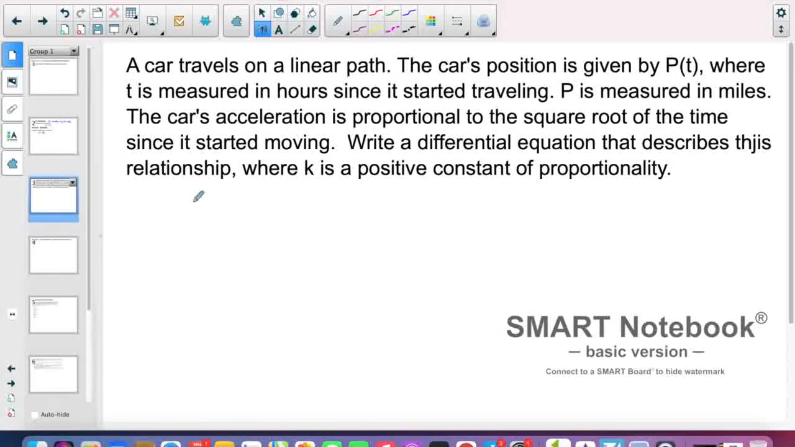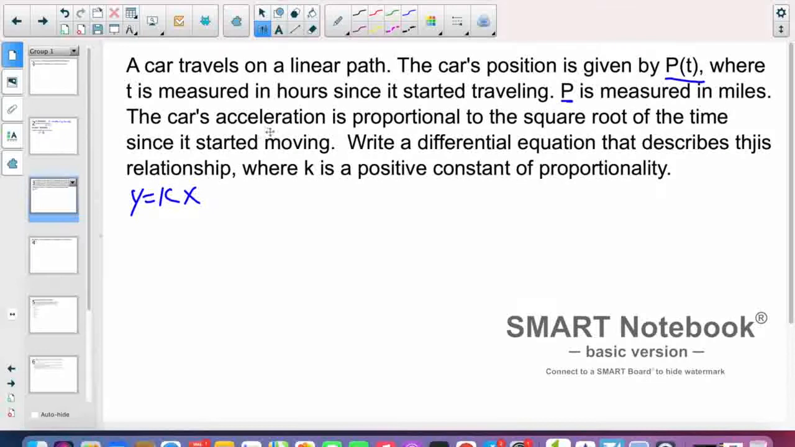We know that since this is directly proportional, our formula is going to be in the form y equals kx, our constant of variation k. And here they're giving us some variables to deal with. It says a car travels a linear path. The car's position is P of t, so that's an important variable. They also say here that P is measured in miles, which means P of t is measured in miles. Those two things are interchangeable. t is measured in hours since it started traveling.